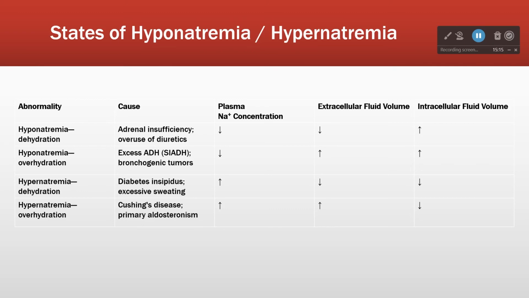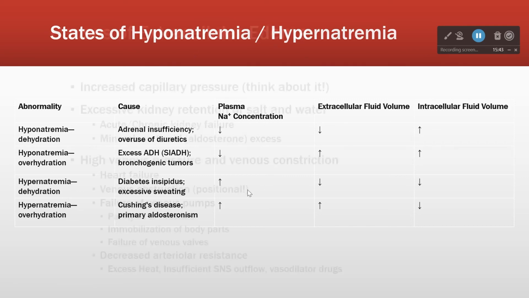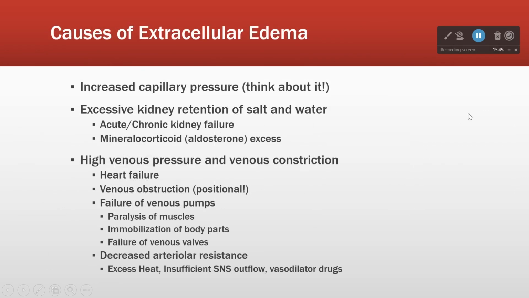And then hypernatremia with overhydration, again, hugely rare, kind of like the first one, hyponatremia with dehydration. You can get it, but you're going to be into specific endocrine abnormalities at this point, right? Essentially what you have is a problem with aldosterone, which we'll talk more about after we get to talking about aldosterone. So those are our 4 possibilities for hypo and hypernatremia.